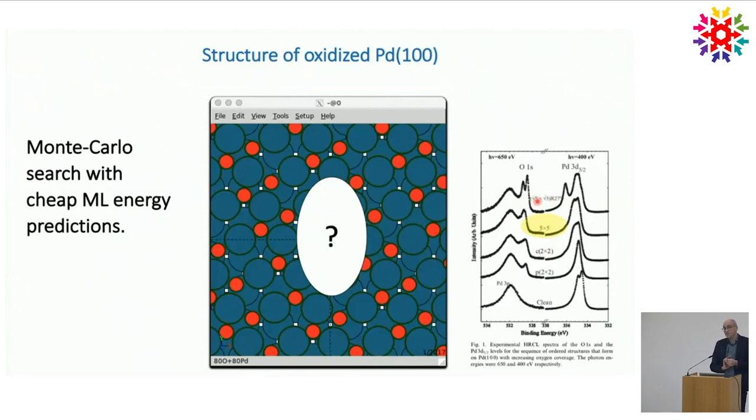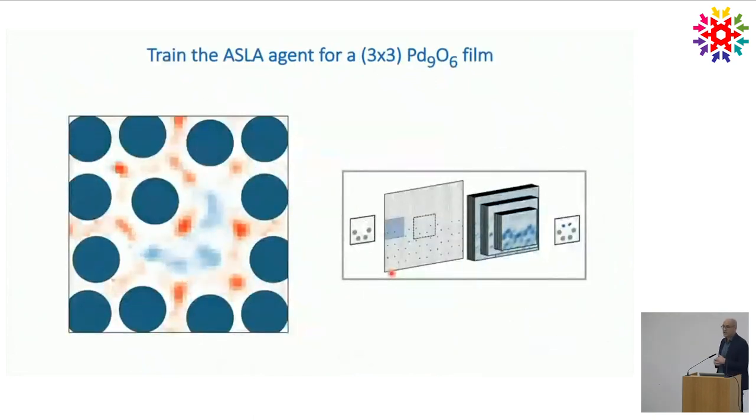It's a metastable structure, so there's not much experimental information about it, but we can see from the XPS that it's at least not exactly like this one. It's some other structure. And we're looking into finding that with this machinery, because it's a nice 2D problem.